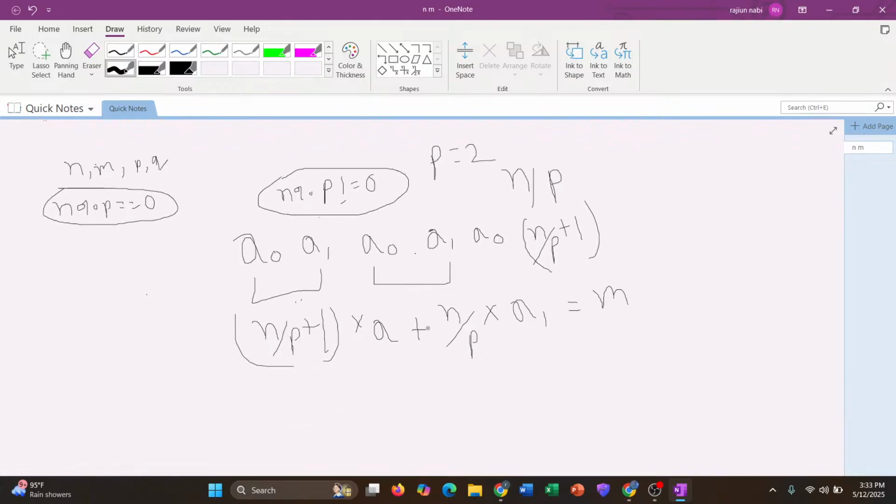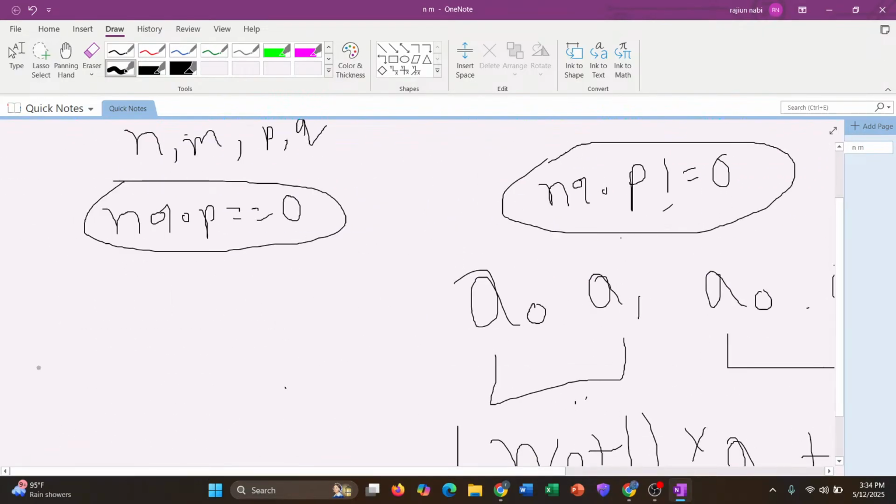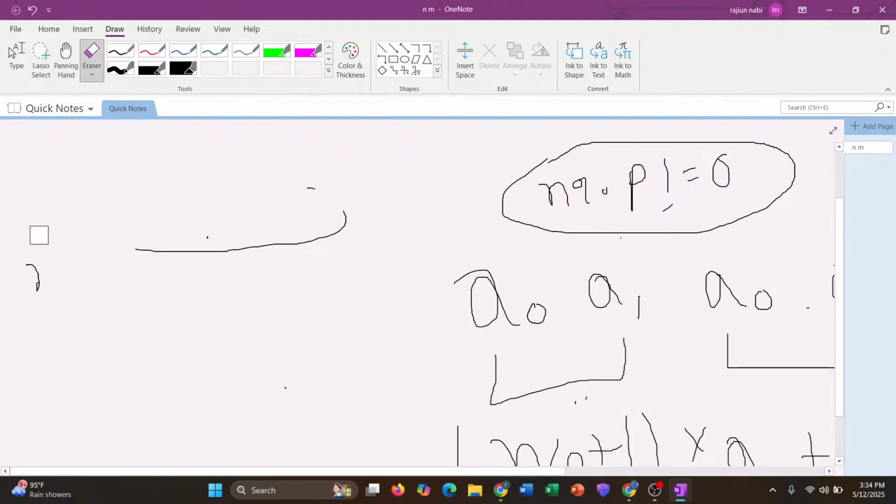Okay, I hope you guys get it. Let me give you a second example. Suppose n, what will be the p? Suppose p is 3 and there's 7. Okay, fine. Suppose n equal to 7 and p equal to 3.